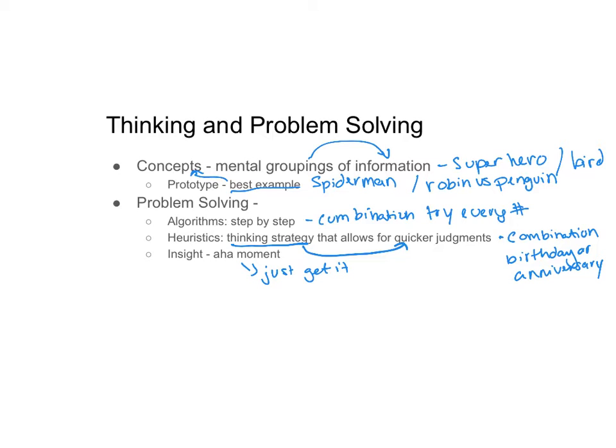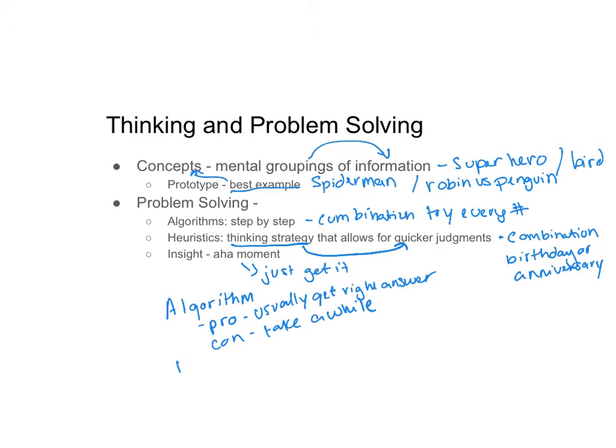Now, pros and cons for algorithm. A pro is that you usually get the right answer. But the con is that it will take a while. Heuristics. A pro is that it is faster, but the con is you may not get the right answer.